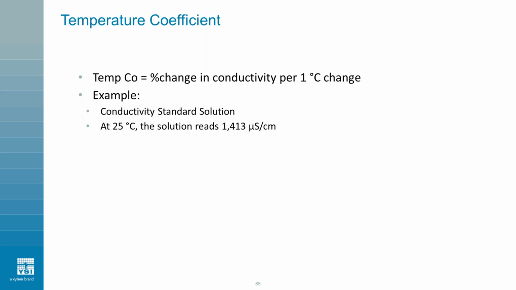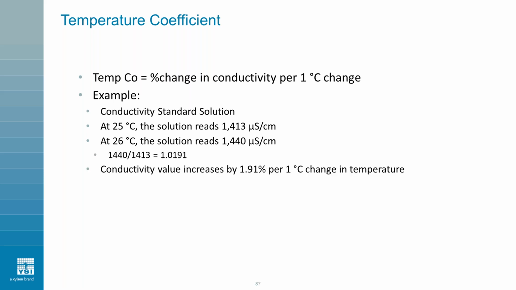So here's another example to clarify this. Here we have a conductivity standard solution. At 25 degrees Celsius, it reads 1,413 microsiemens per centimeter. At 26 degrees Celsius, it reads 1,440 microsiemens per centimeter. So we determine the conductivity value increased by 1.91% per 1 degree change in temperature.